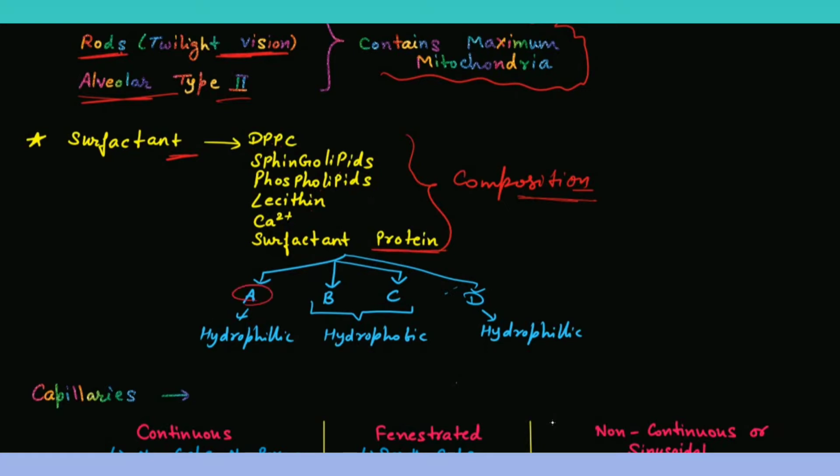Then there is surfactant protein. There are 4 types: A, B, C, D. Remember that B and C are hydrophobic. Phobia means hate, so they hate the water. And A and D are hydrophilic. You can remember it like this: we know there is an OBC category, so remember the BC category, or the be careful category. They hate the water. Water haters. Be careful.